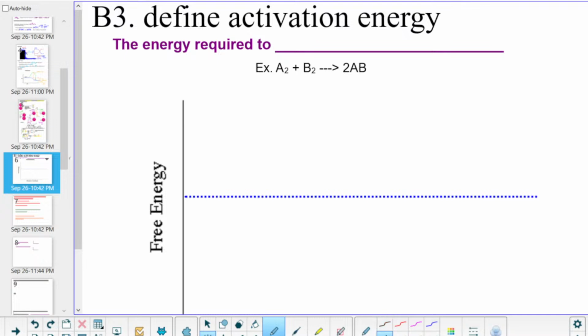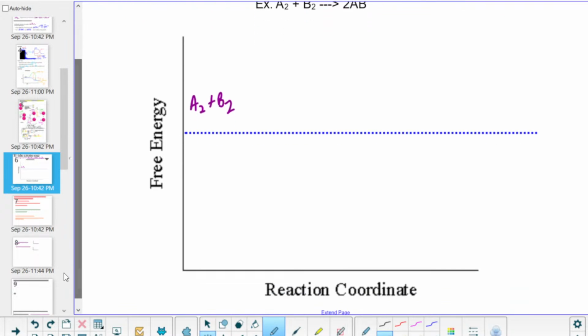So KBAT B3, we need to define activation energy and get some practice drawing these diagrams, because we're going to draw quite a few free energy diagrams. So first of all, the definition: activation energy is the energy required to form the activated complex. And if we have A2 plus B2 here, I think I'm going to put the other one down below. Let's make it exothermic.